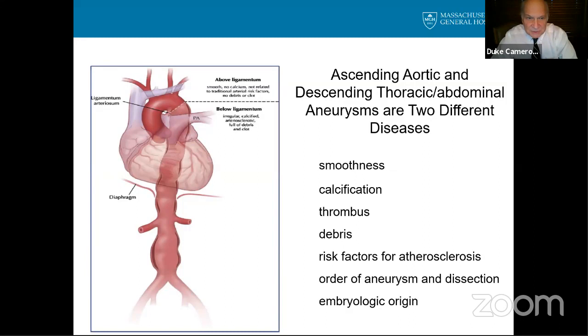Above the ligamentum arteriosum, aneurysms tend to be smooth, non-calcified, and not related to the traditional risk factors of atherosclerosis. They rarely have debris or clot in them, and they tend to occur in younger patients. Distal to the ligamentum, the aneurysms take on a different characteristic.